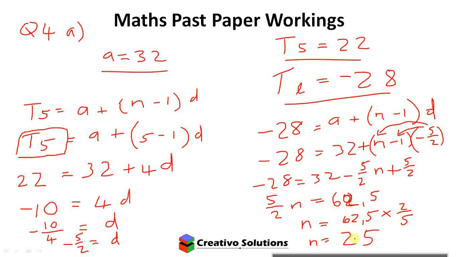Because they said this was the last term. So the last term is the 25th term, and the last term is minus 28. Okay, so now you've got the whole sequence basically. The last step is to answer the question, which is find the sum of all the terms. So we just use that other equation, because then we've got everything. Just substitute the a, the d, the l, and all that.